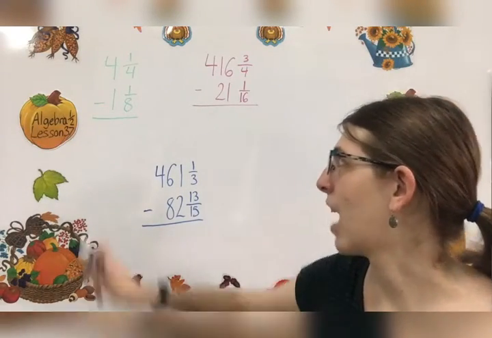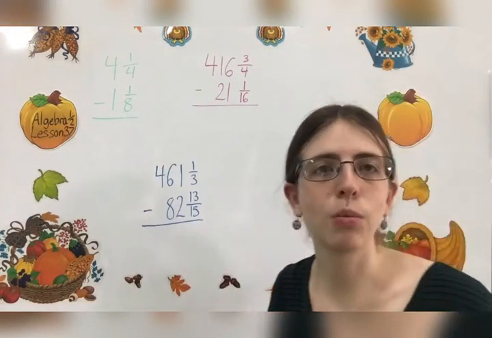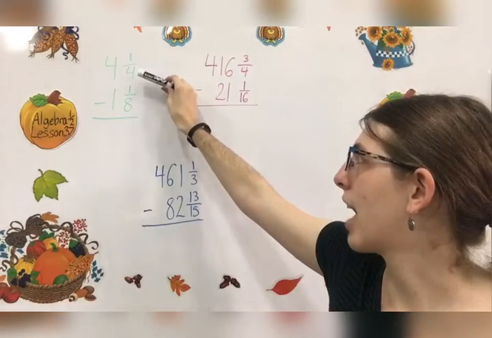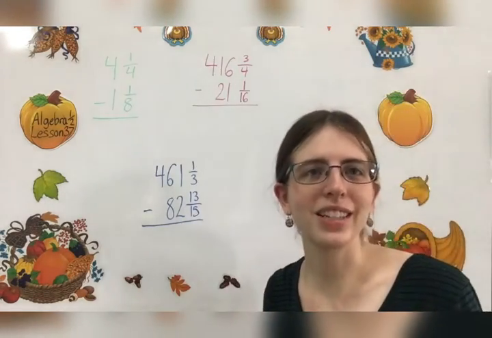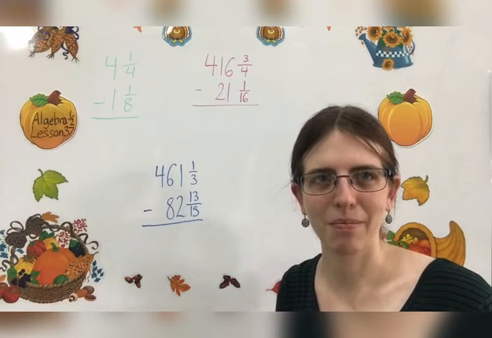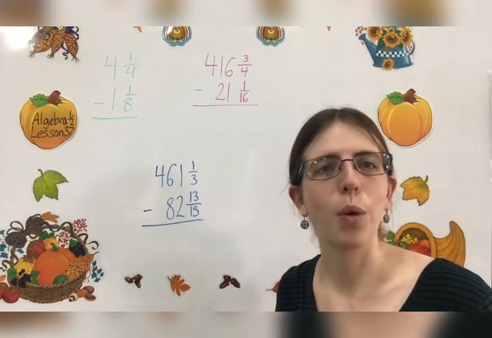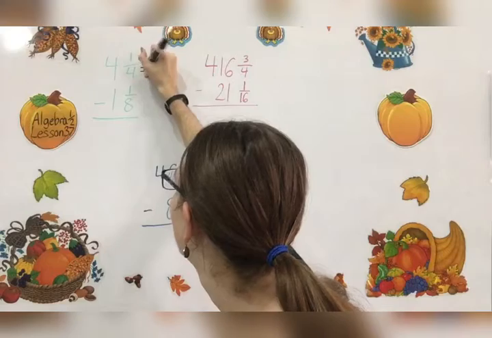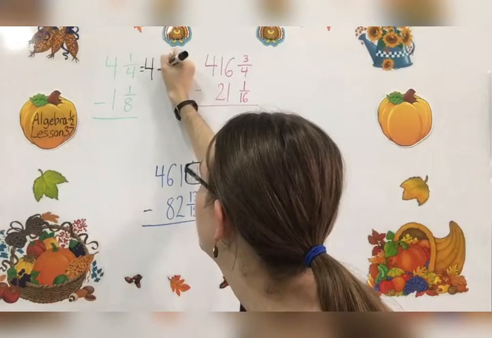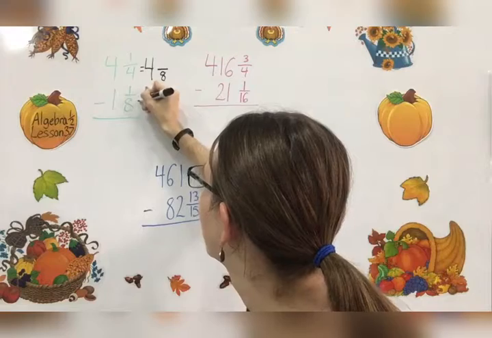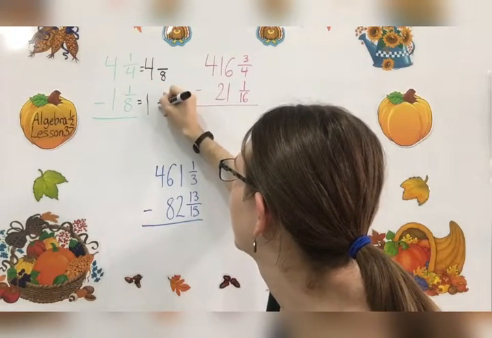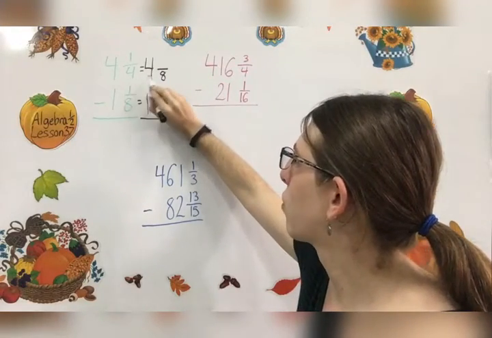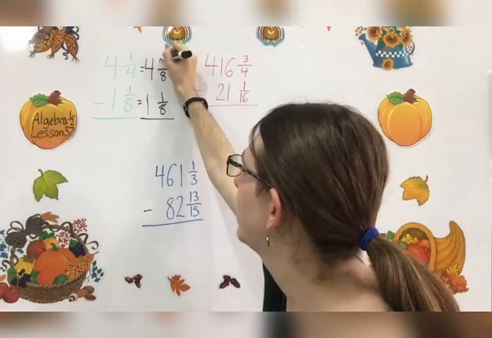Our first example that we have up here is 4 1/4 minus 1 1/8. Well, let's focus on our fractions first. We have 1/4 and 1/8. What's the least common denominator for 1/4 and 1/8? Well, it would be 8, right? Yes. So I'm going to bring everything over with new denominators. Except here, my denominator is the same, so my numerator will also be the same. For this one, 4 times 2 is 8, so 1 times 2 is 2.